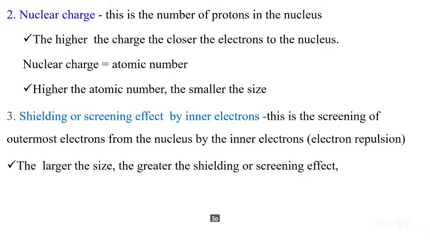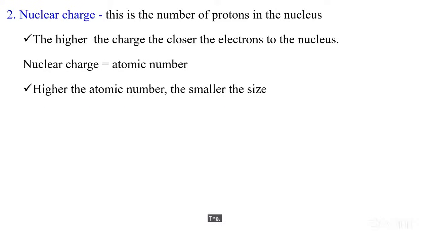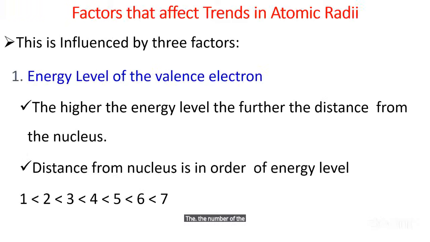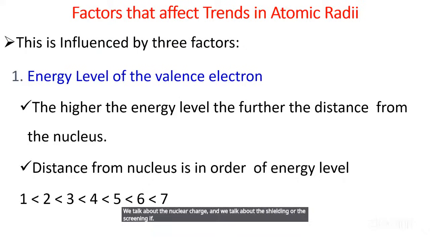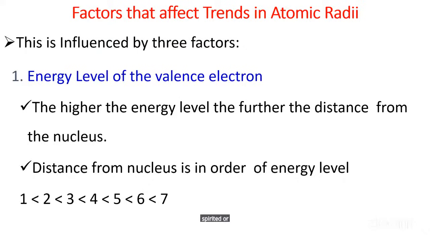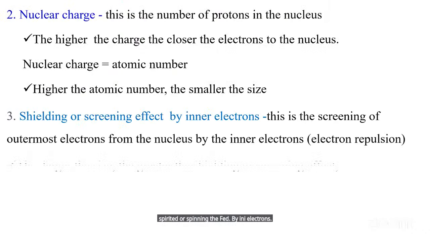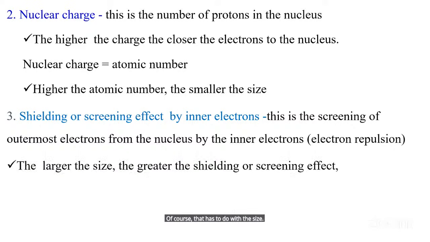So these are the factors that affect atomic radius. You talk about the number of shells or the energy of the valence electron. We talk about the nuclear charge, and we talk about the shielding or the screening effect by inner electrons. Of course, that has to do with the size of the atom.